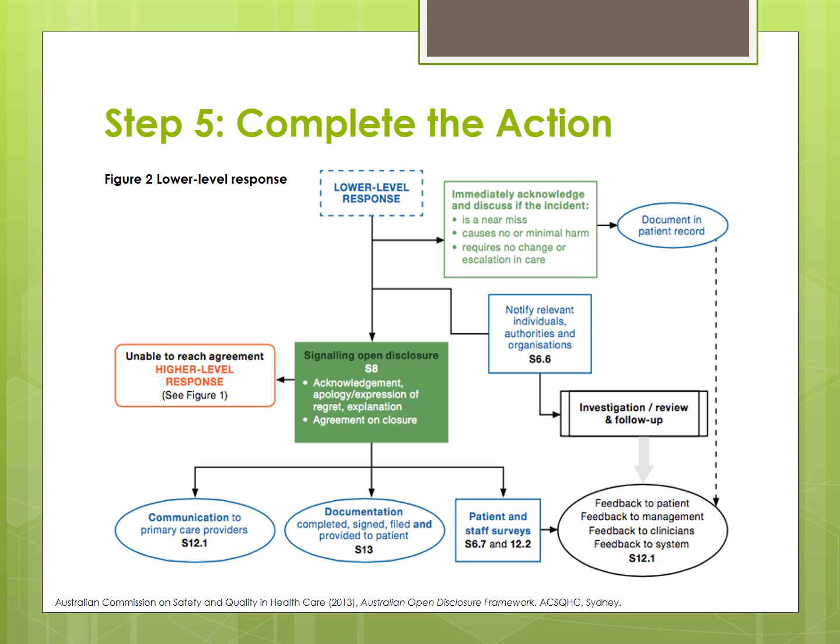A lower level response is triggered given that there is no permanent injury, there was only a minor abrasion with no ongoing medical issues, no increased level of care, for example a transfer to another ward or ICU was not required, and no or minor psychological or emotional distress.